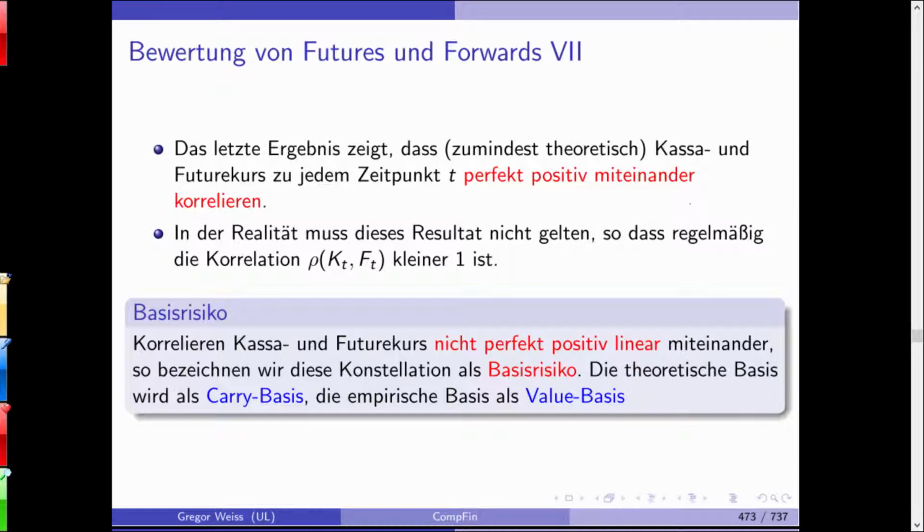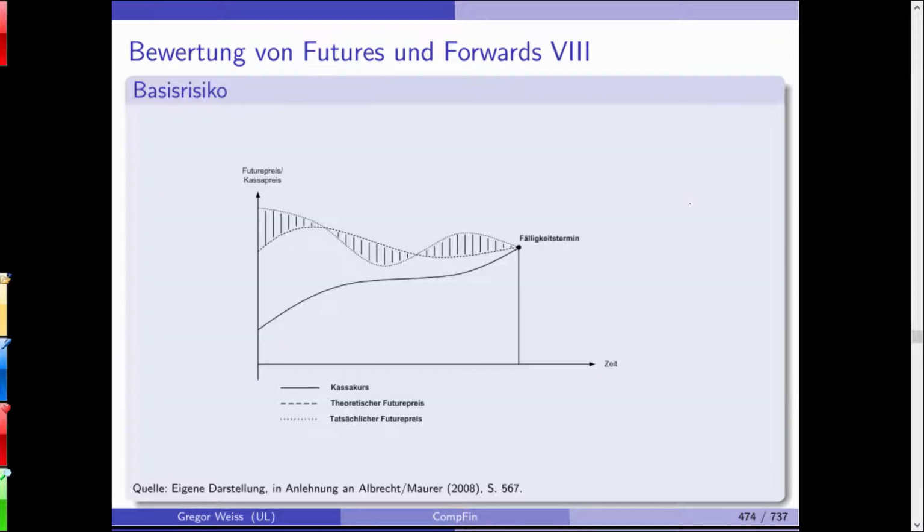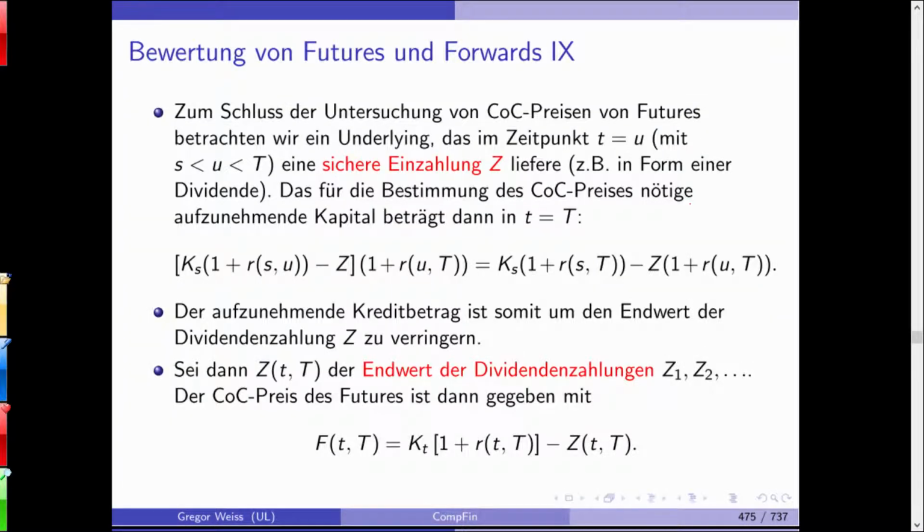So every time you can see that the future will not be perfectly correlated with the spot price, you have what we call basis risk. And this is shown here. You will have a theoretical and an empirical future price. Those two will not necessarily match. And in the end, both, of course, at maturity, will be equal to the spot price. Okay. And this is basis risk.